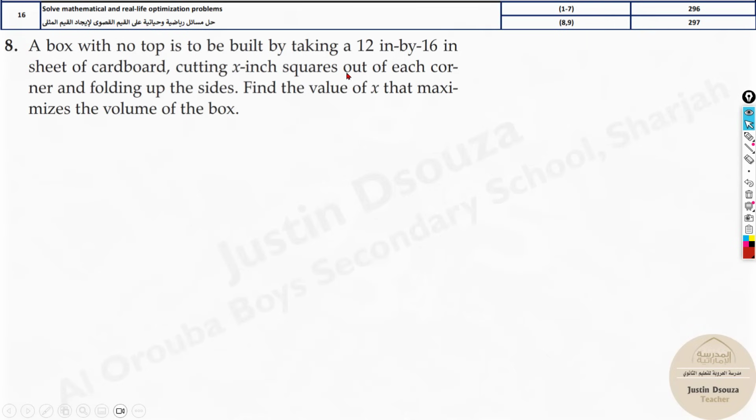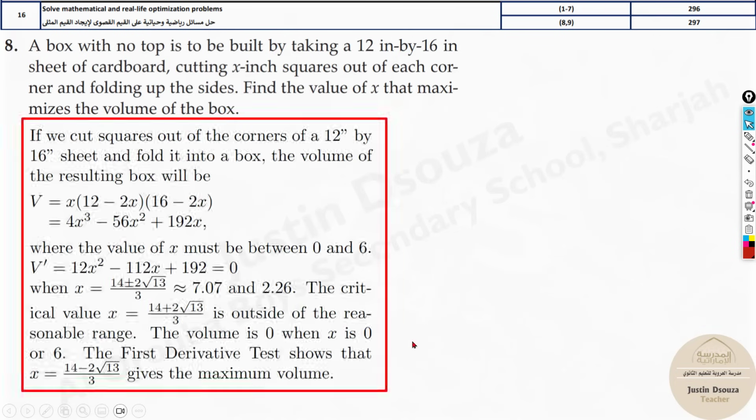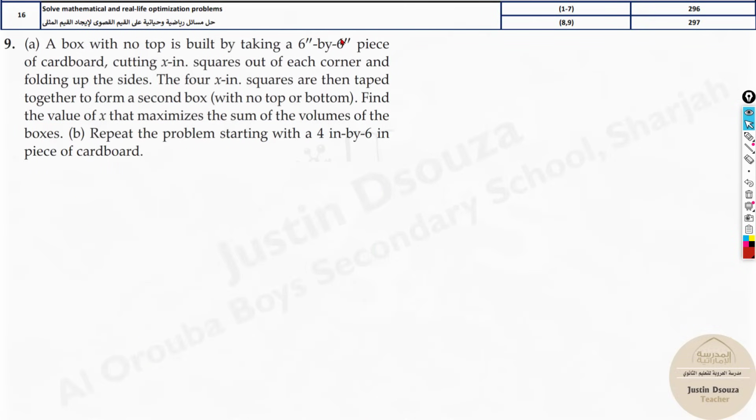Now, this is again the same problem. We just now solved it, right? It's just that over here it's 12 inches by 16 inches, no top. Please try to solve it by yourselves. Here also you have to maximize the volume, and then you can just do what we just now did. Solve it, do the number line, and find the critical exact value where you get maximum. Here is the worked out solution as well. And this is the last problem here.